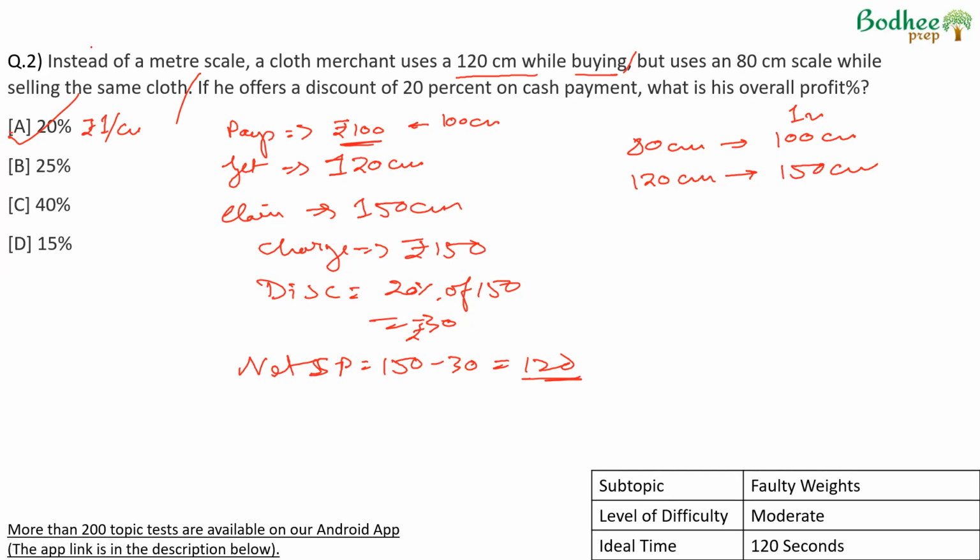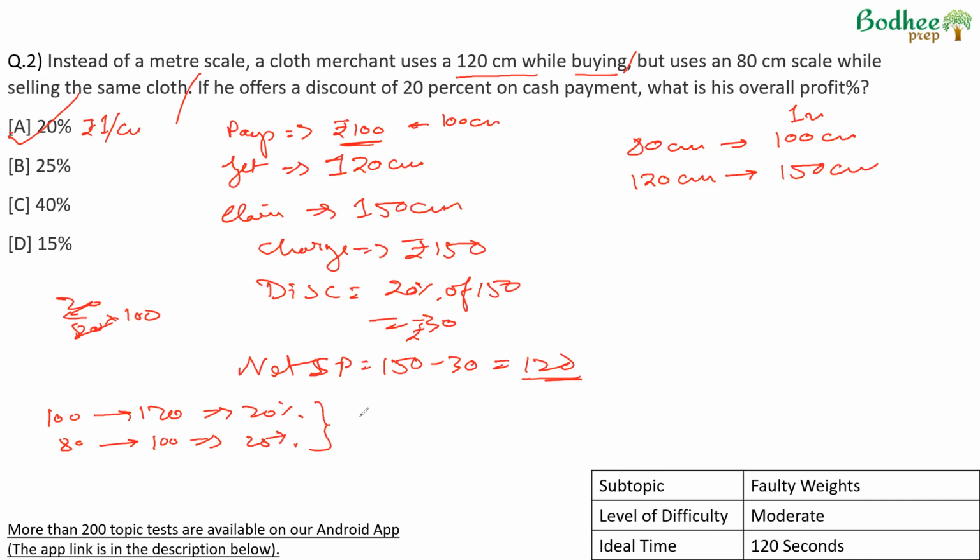Another approach here could be when he buys, he gets 120 instead of 100. So this is an increase of 20%. While selling, he claims 80 as 100. So that is an increase of 20 on a base of 80, which is 1 by 4, 25%.